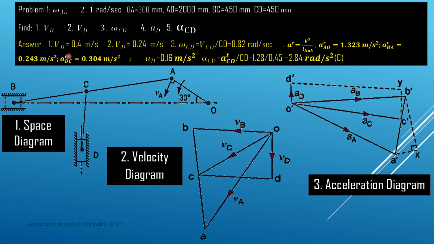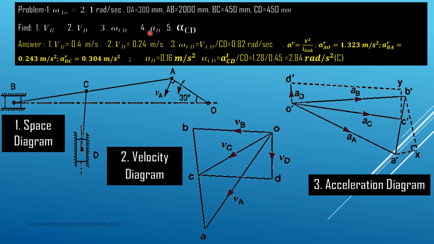So from here this VB value is coming out to be 0.4 meter per second. This D slider is having a velocity of 0.2 meter per second. This omega CD, we have already discussed, is VCD divided by CD, which we have measured. So this CD length we have to measure, and we put this value here. This is coming out to be 0.82 radian per second.